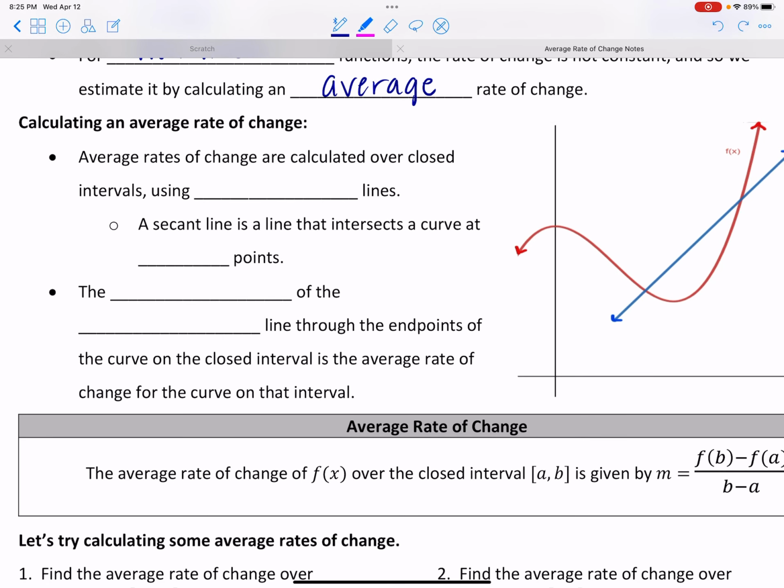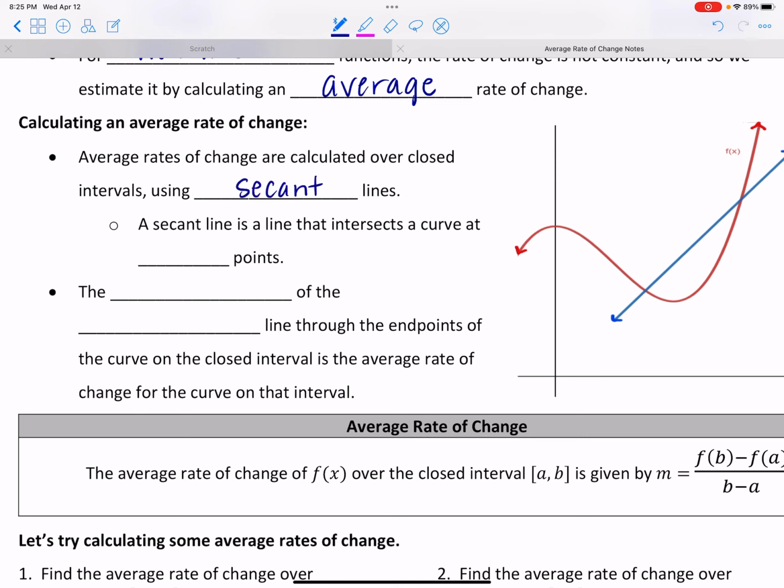So when we say a closed interval, that means a specific included starting x value and a specific included ending x value. So from what x value to what x value is the frame of reference where we are looking to estimate an average rate of change. And the way we do this, the way we estimate our average rate of change, is using what we call a secant line.